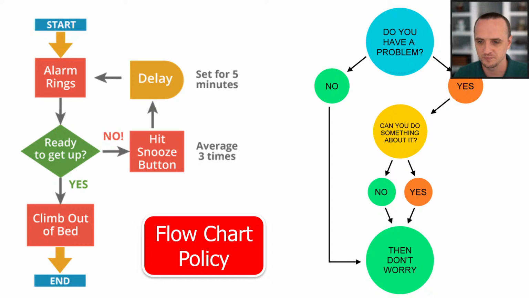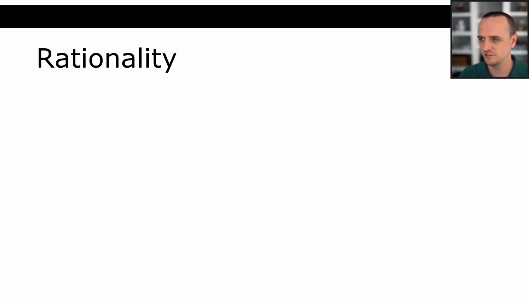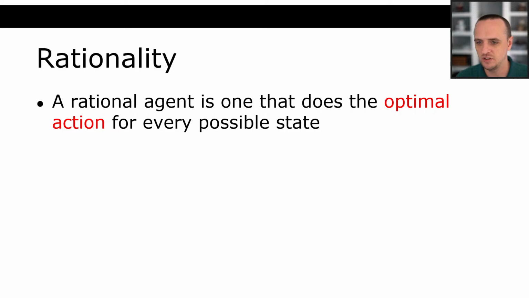Rationality. What is rationality? You've probably heard of someone saying that they're rational or irrational. This has nothing to do with numerical rationality, but here's the definition. A rational agent is the one that does the optimal action for each possible state, given what it knows. Okay? So a rational agent will look at all the available information, and somehow it will take the optimal action.